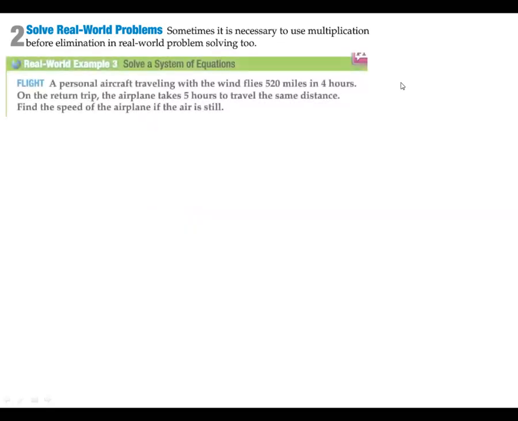Okay, so in this video we want to solve real-world problems, and sometimes it's necessary to use multiplication before elimination in real-world problem solving as well. So a personal aircraft traveling with wind flies 520 miles in 4 hours. On the return trip, the airplane takes 5 hours to travel the same distance. Find the speed of the airplane if the air is still.